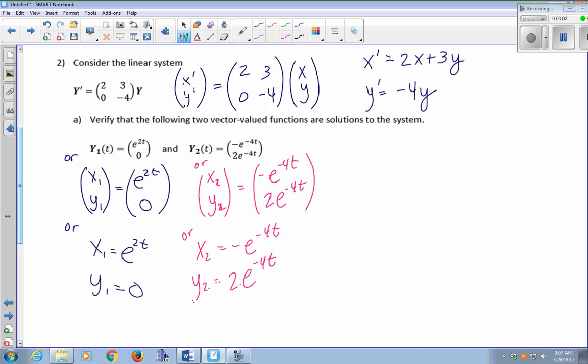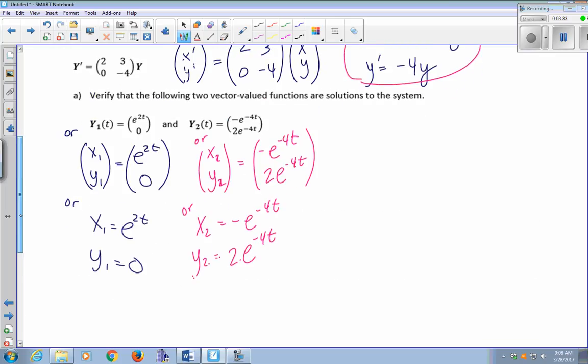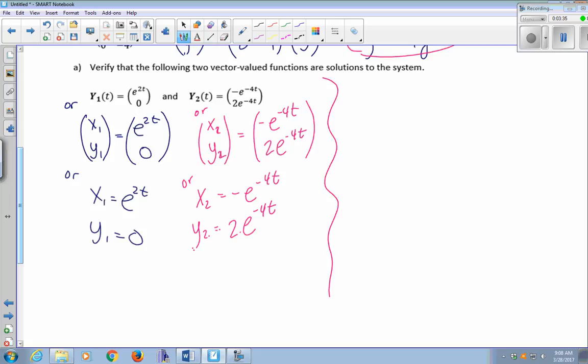All right, so I'm asking you to verify that y1 and y2 are both solutions to the system, right? So the system's written up here. I have to check two different solutions, and each one has two functions that I have to check in two equations. So there's a lot of checking that's about to happen. Okay. So let's do y1 first. I'll do it over here.